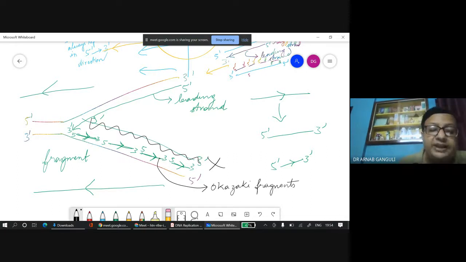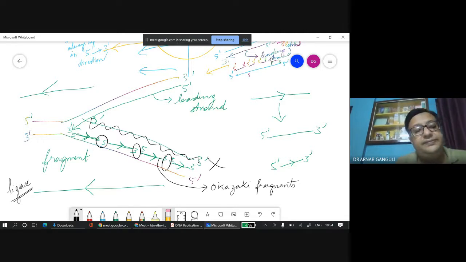And later when the replication is going on, there is an enzyme known as DNA ligase. তারা কি করে, এই দুটো এন্ড জুড়ে দেয়। Before ligase, there are other steps. These little gaps which are there, they are end filled by an enzyme known as DNA polymerase 1.